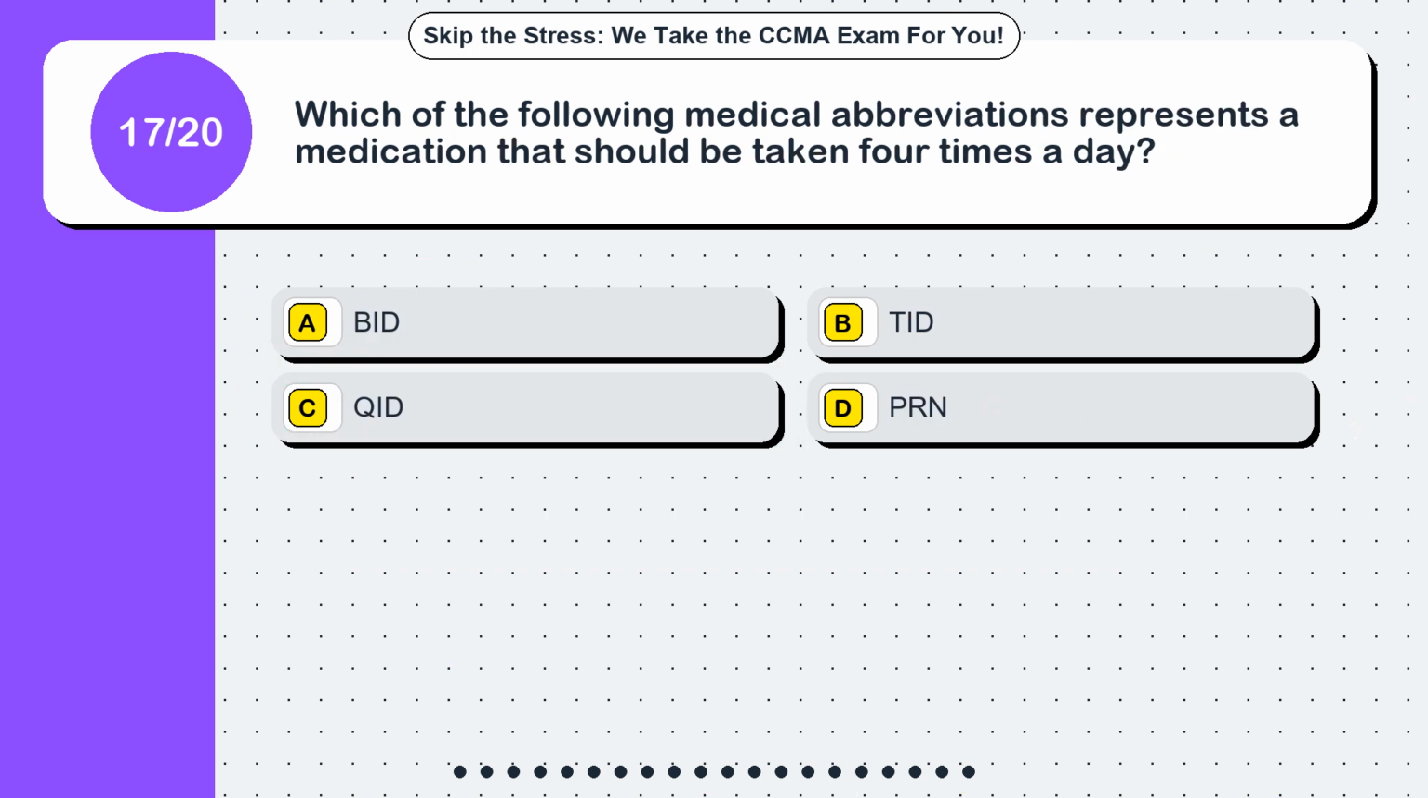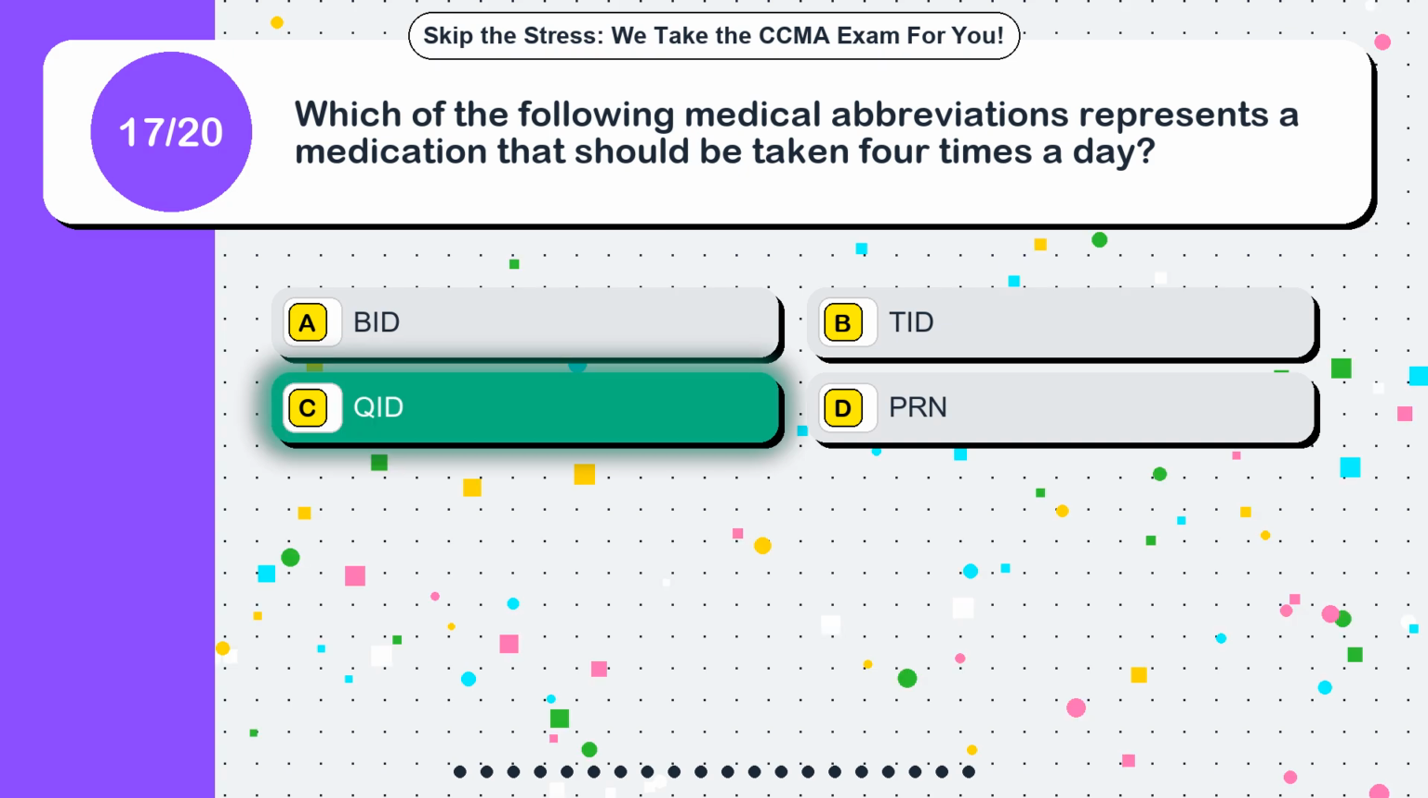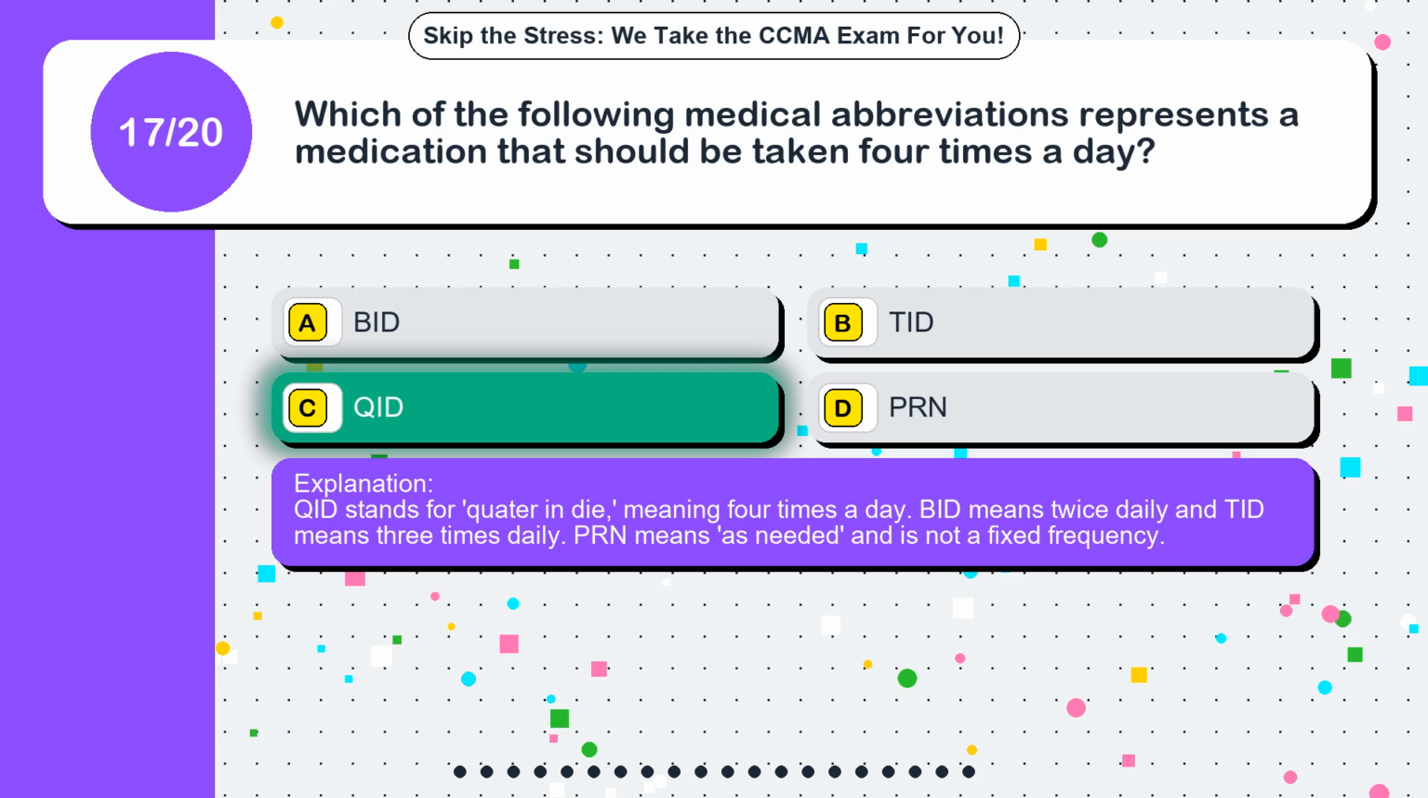Question 17. Which of the following medical abbreviations represents a medication that should be taken 4 times a day? Option A: BID. Option B: TID. Option C: QID. Option D: PRN. The correct answer is option C, QID. QID stands for quater in die, meaning 4 times a day. BID means twice daily and TID means 3 times daily. PRN means as needed and is not a fixed frequency.